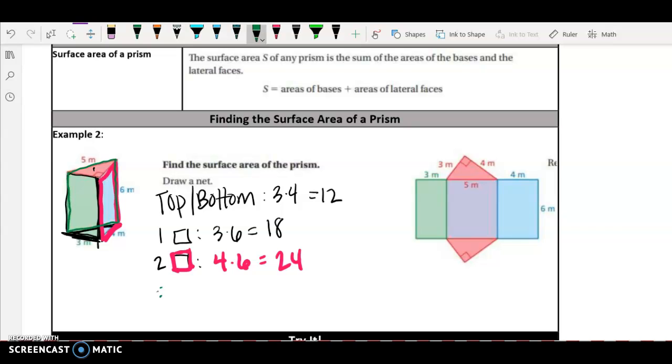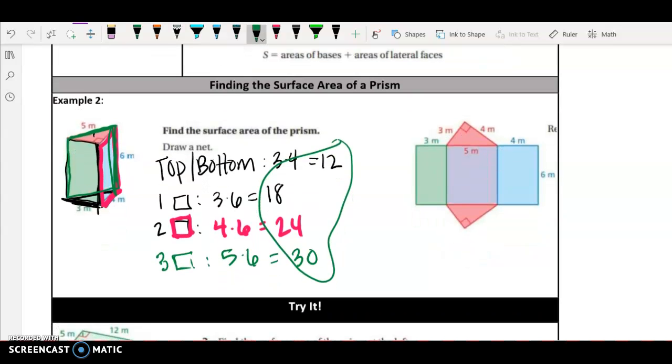And so our third rectangle is 5 going across and 6 going down. So 5 times 6, which is 30. And now I'm going to add all 4 of these together. So I'm going to do 12 plus 18 plus 24 plus 30, and I get 84.